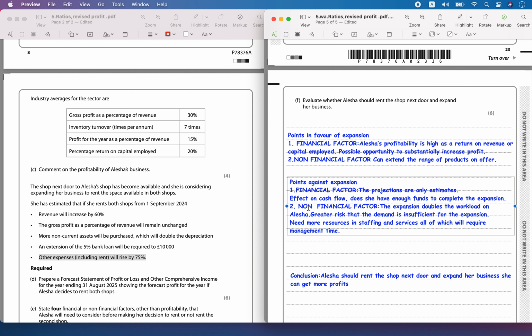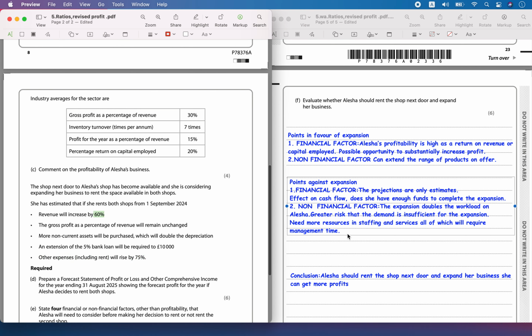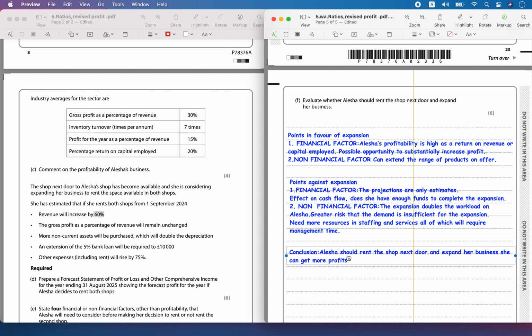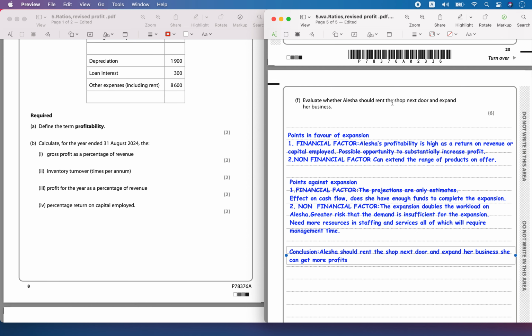Non-financial factors: expansion doubles the workload on Alesha because she will now have to work more, and there is a risk for the demand. If the demand is not sufficient, she will not be able to make the sales and the revenue she had expected at 60%. She will need more resources like staffing and services. So it might increase cost a little, and time might also increase. So the conclusion: Alesha should rent the shop next door and expand her business. She will eventually get profit because she was already successful in the first shop.